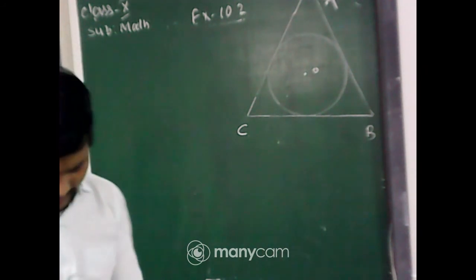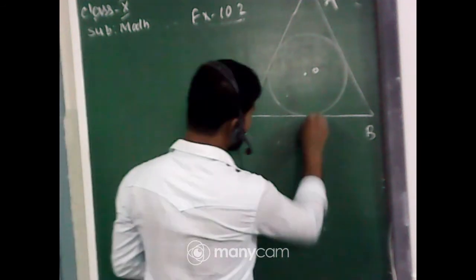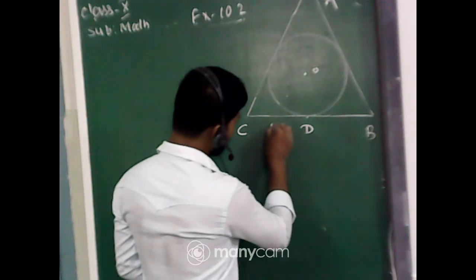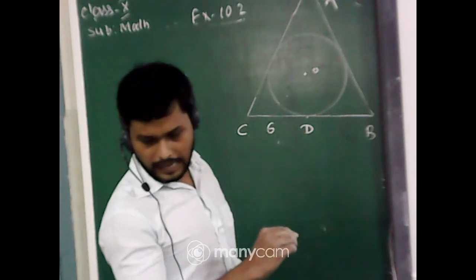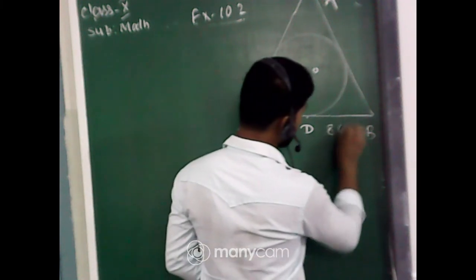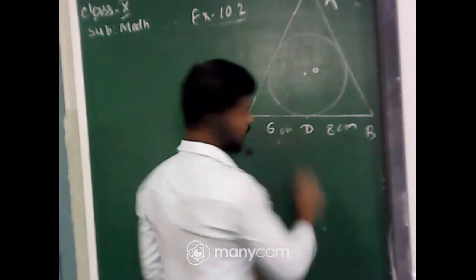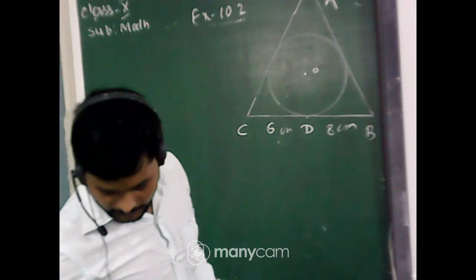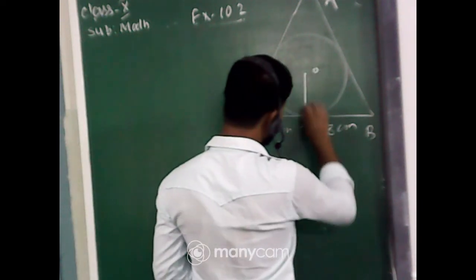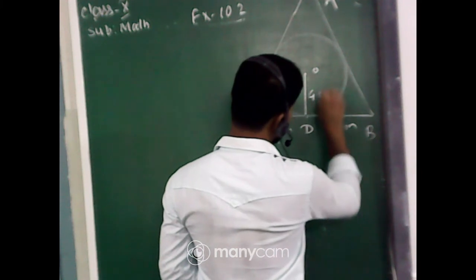Okay, and it is given that CD is equal to 6 centimeter, this point is D, and BD is equal to 8 centimeter. And also it is given that the radius of the circle is 4 centimeters.